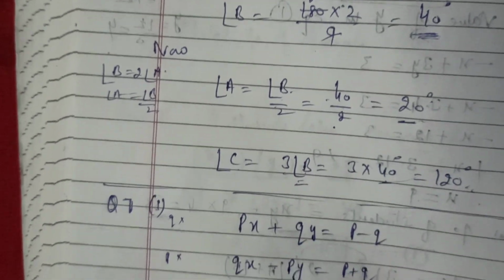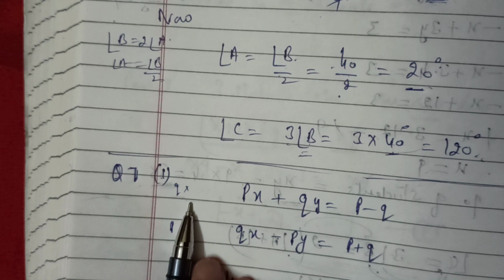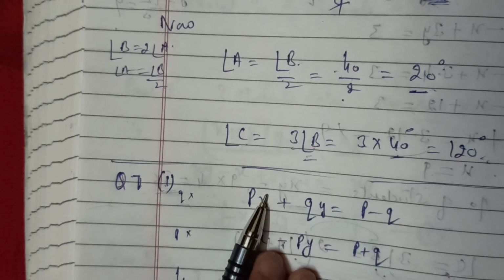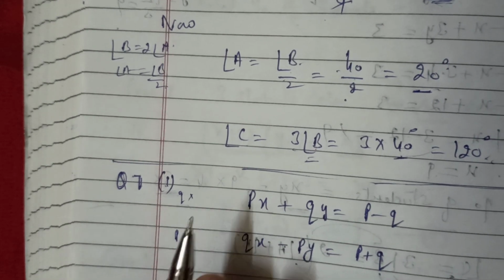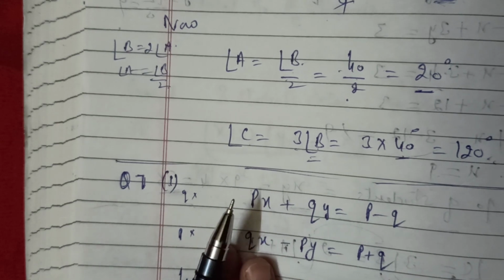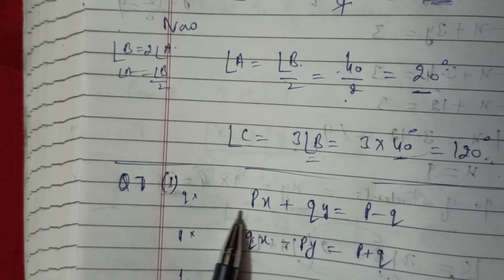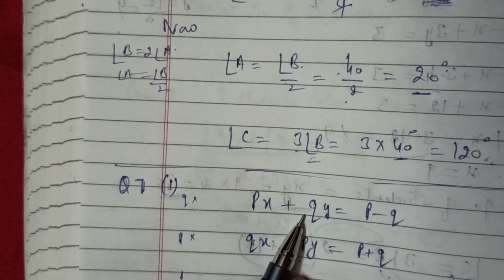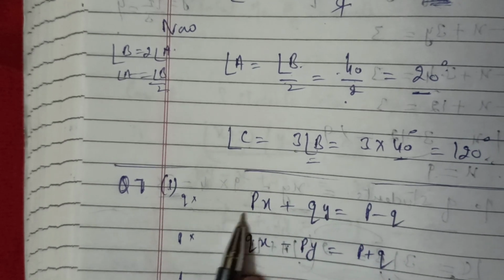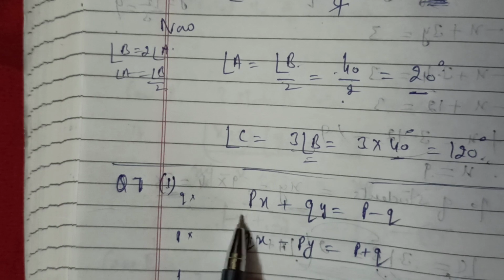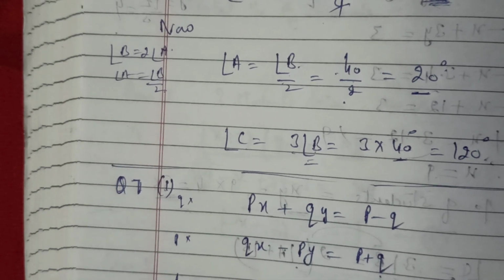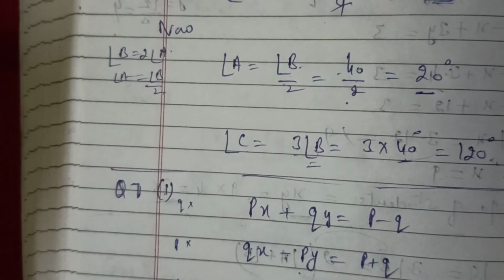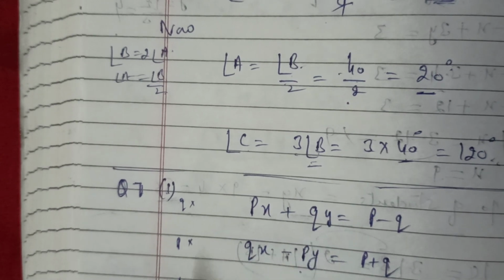Now come to question number 7. In question number 7, in the first, second, third and fourth parts, instead of numerical coefficients, the coefficients are given in alphabets. They are not like 2, 3, 2x, 3x, but px, qy, ax, ay, so the coefficients are alphabets. In these questions also, it is up to you whether you use the elimination method or the cross multiplication method.